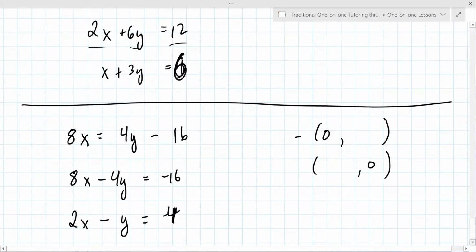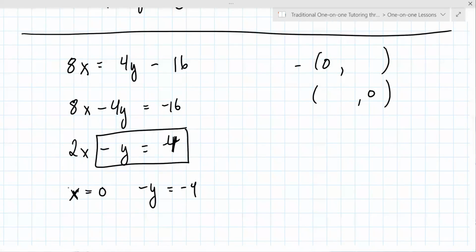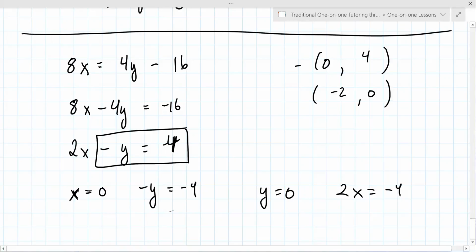Okay, so let's go through this again. When x is 0, this is what you have: negative y equals negative 4. You cover x up, because when you multiply x by 0, it goes away. So y is positive 4. And then the other one is when y is 0, it becomes 2x equals negative 4, so x is negative 2.